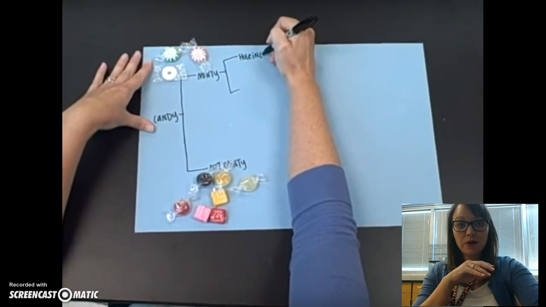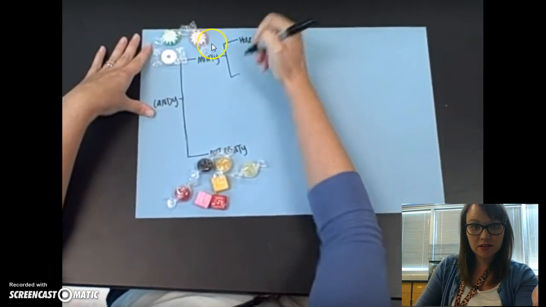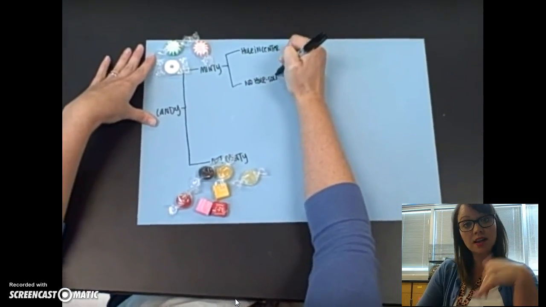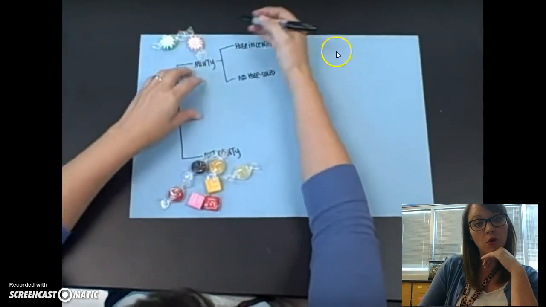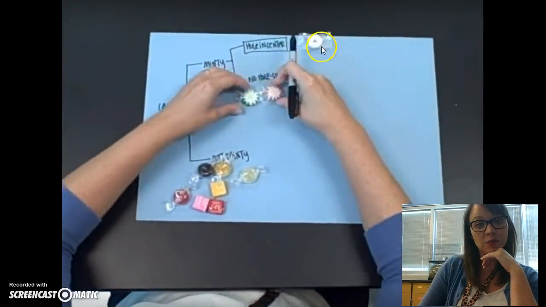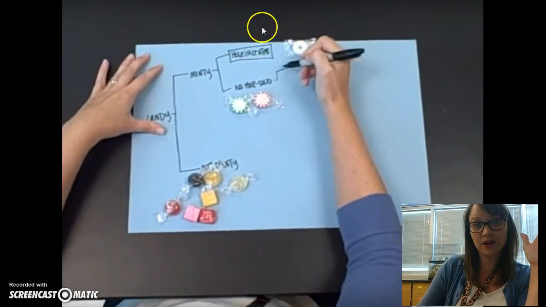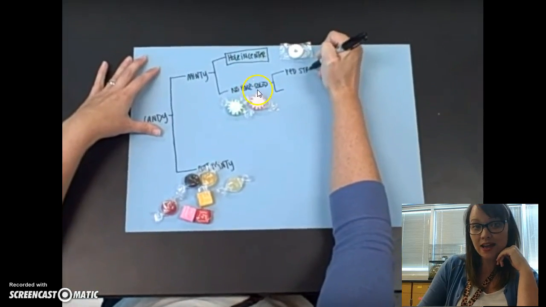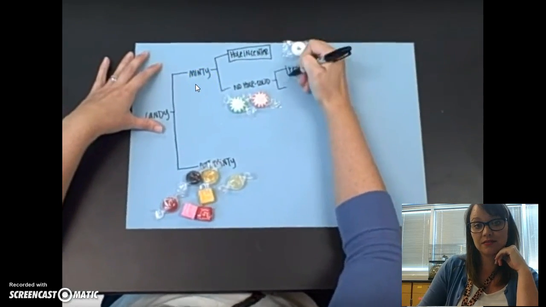Now, those need to be broken down even further. So we're going to say, does it have a hole in the center or does it not have a hole in the center? Now, the only candy that is minty and has a hole in the center is this one. It's the only one that fits in that category, so we box it. Now we have 2 that do not have a hole and are minty.